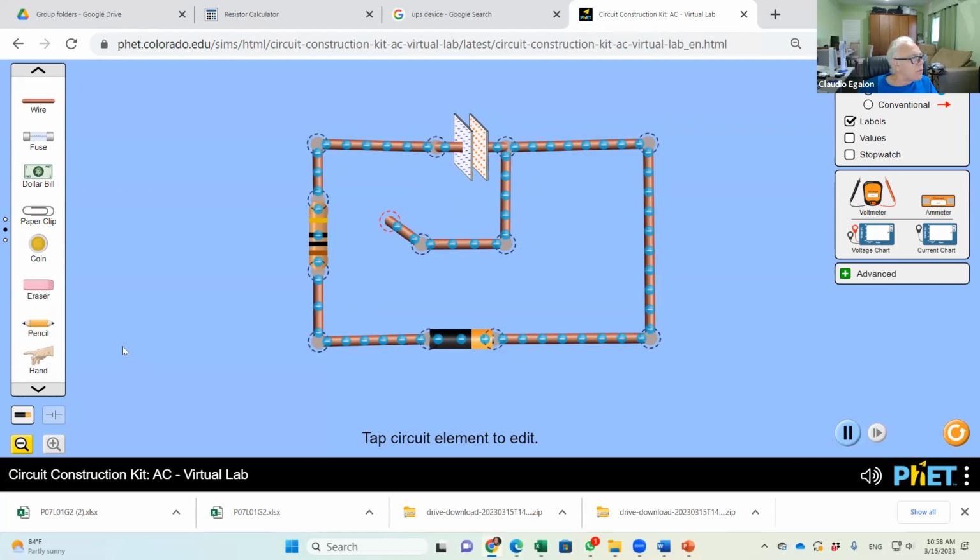I'm going to do something else. I'm going to put a switch in my circuit. Oh, here you go. Here's the switch. A switch is nothing but a wire that you connect and disconnect.